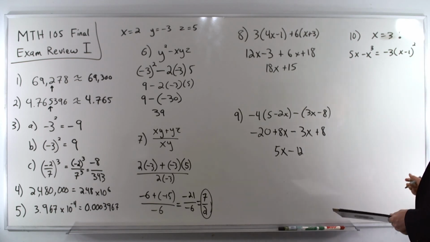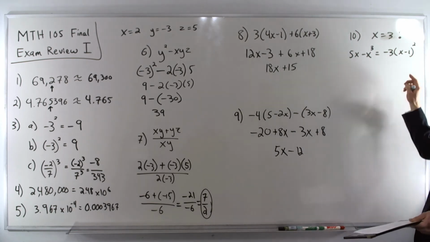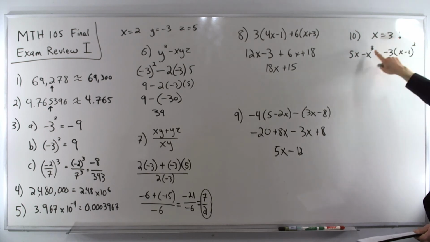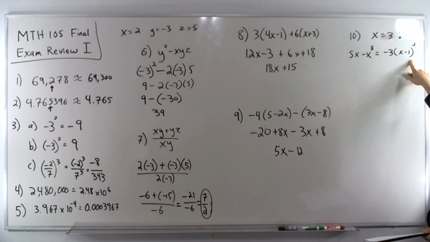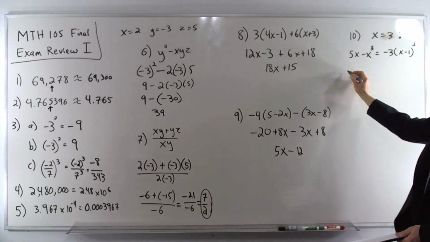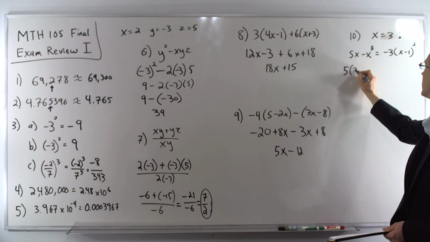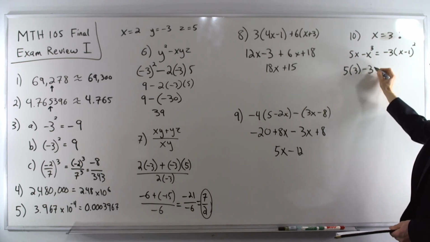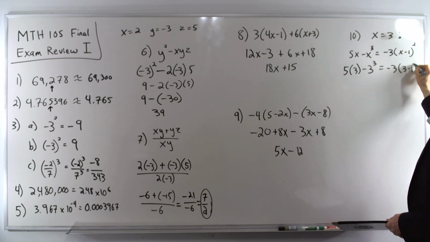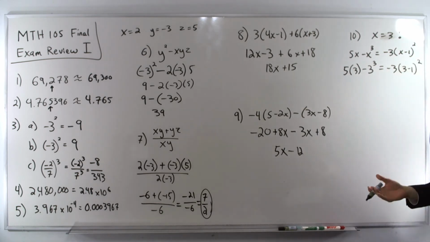Now we're going to determine if a number is a solution to an equation. So we're going to check 3 to see if it's the solution to this equation. So that means we'll take 3, plug it in for every instance of x. And now we use order of operations to evaluate.